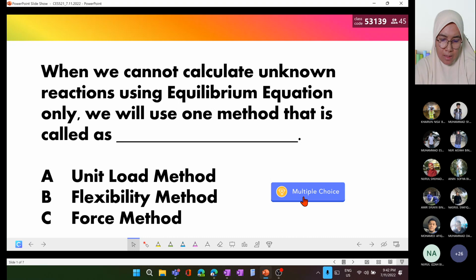This is a quiz, so not counted, of course. This is just to rank you, to see your understanding based on what was given. You just need to choose the correct one. Some questions may have more than one correct answer, not all. When we cannot calculate unknown reactions using equilibrium equations only, we will use one method that is called as: A, unit load method, B, flexibility method, C, force method. Do it quickly.